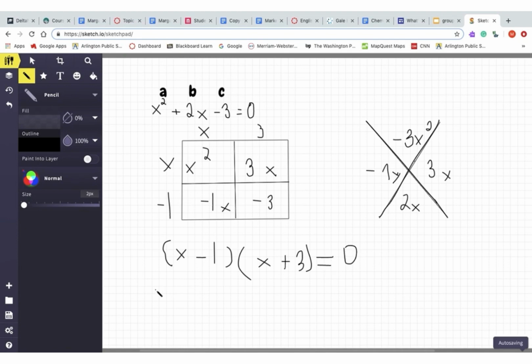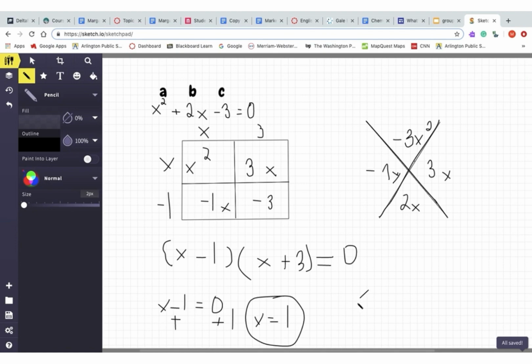Then we make this into 2 separate equations to find our answers. x minus 1 is equal to 0. So let's start off with the first one, then we'll move on to the second equation. We just solve it like an equation. We would get x is equal to 1. We know that this is one of our answers.